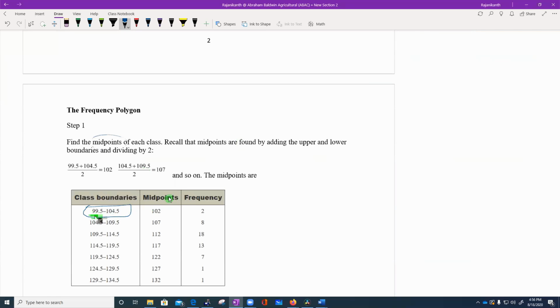Right? So that is my second column here. So you need to create one more column, which is midpoints column, if you want to draw a frequency polygon. Okay? Simply add these two values and divide by 2 to get the middle value of these two. Okay? So how did I find the first midpoint? Simply add 99.5 and 104.5, then divide by 2.